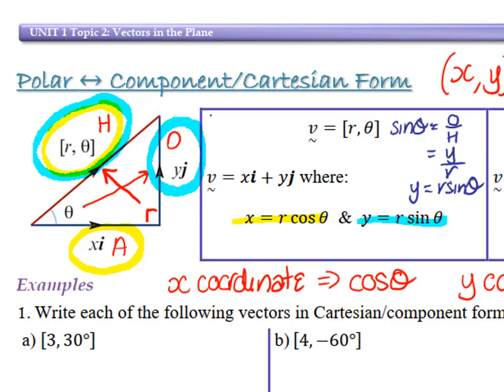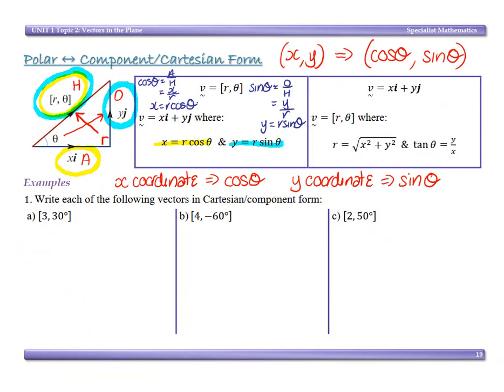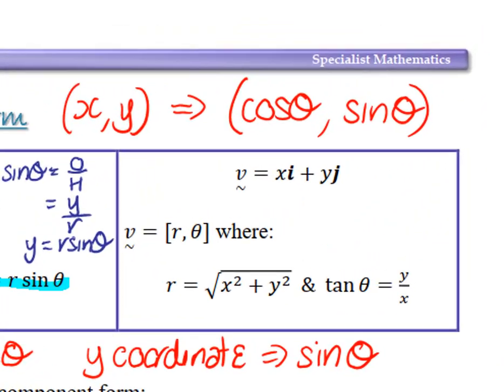Similarly, cos theta is adjacent over hypotenuse. My adjacent is my x over my r. So x is equal to r cos theta. So you don't have to remember the formulas. You can draw a triangle and work it out.